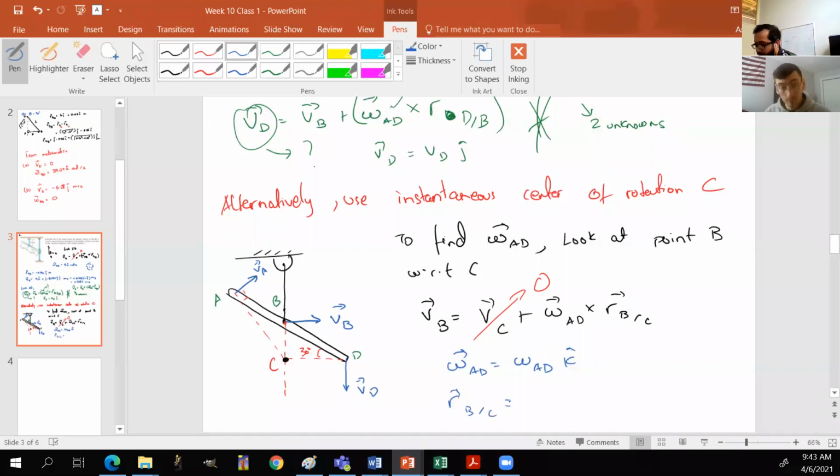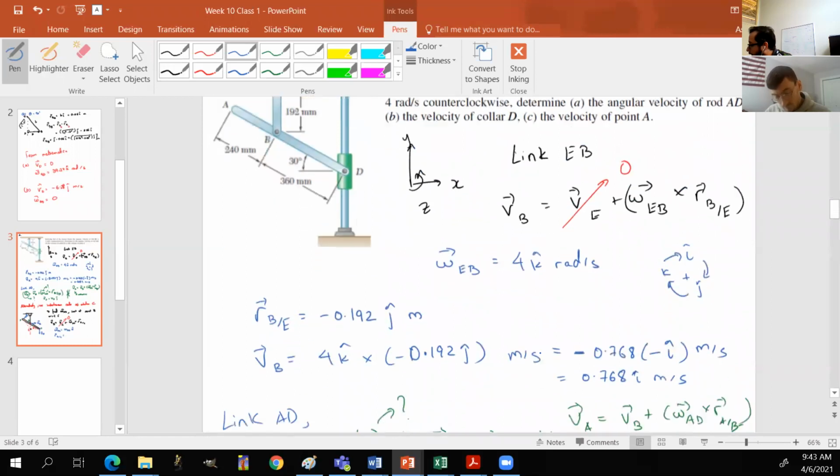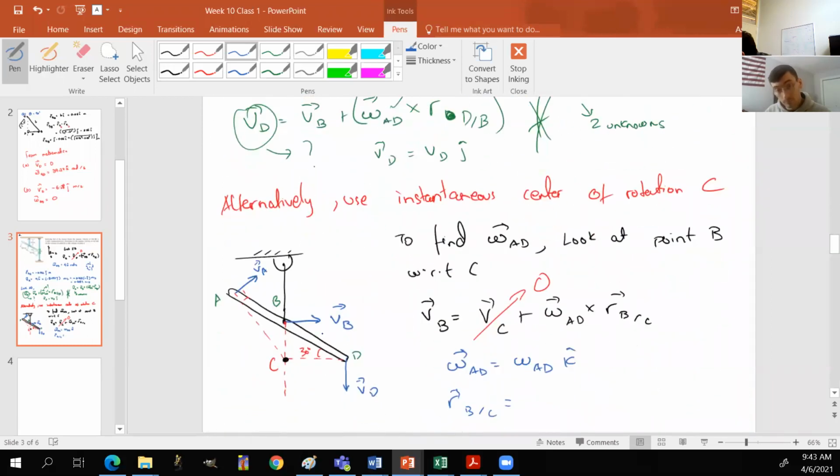So R of B relative to C, going back to the geometry, we're told that this is 360, and this length here is 240 millimeters, right? So for R of B relative to C, I'm going in the positive j hat direction, right? So my vector is positive j hat. And what's the magnitude going to be for BC?